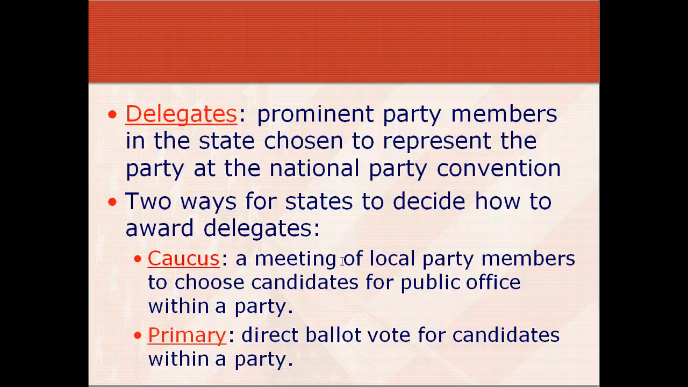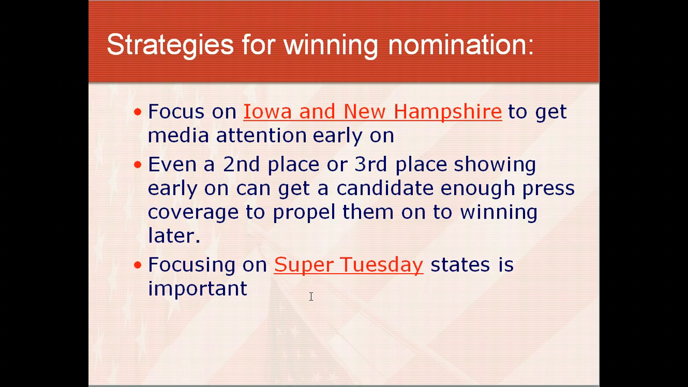So we'll have a meeting in a gym, and all the candidates will have a shot, and ultimately one will be the winner. And they'll do that in all the counties in the state, and then we'll combine those to get the results. A primary is just a direct ballot, where we just go in and vote on the ballot, and they total them up, and that's who wins the primary for the state. So those are the two ways a state can decide how to award their delegates.